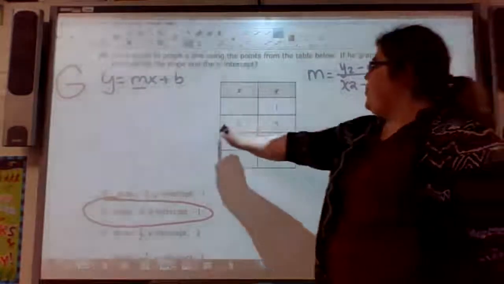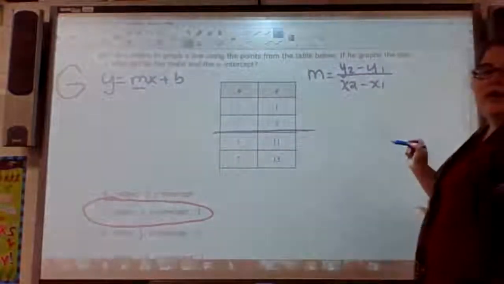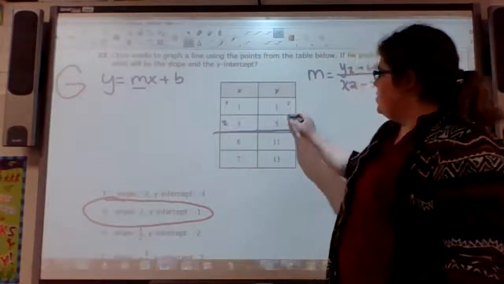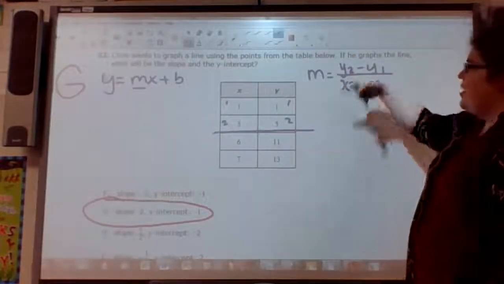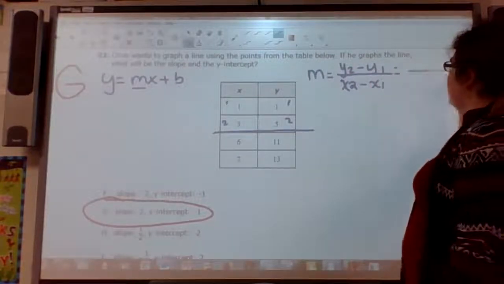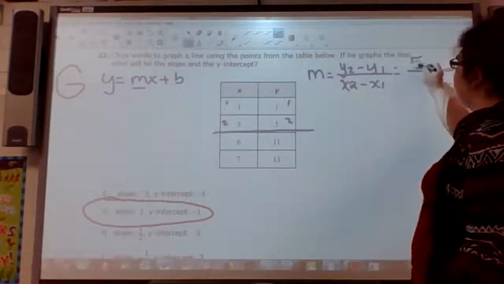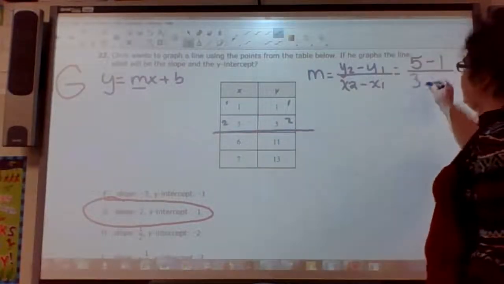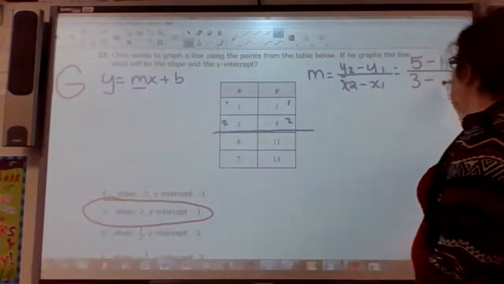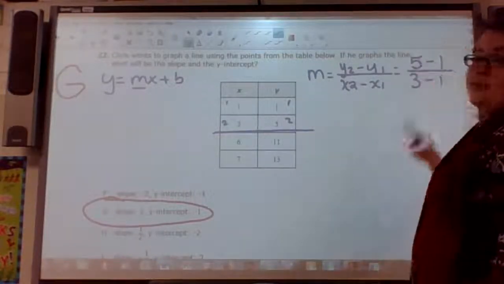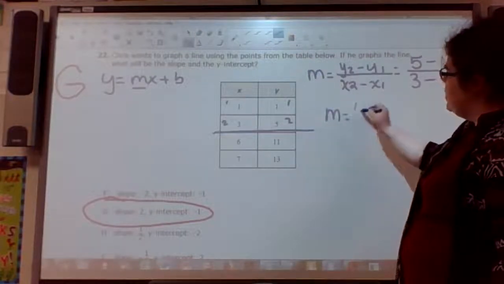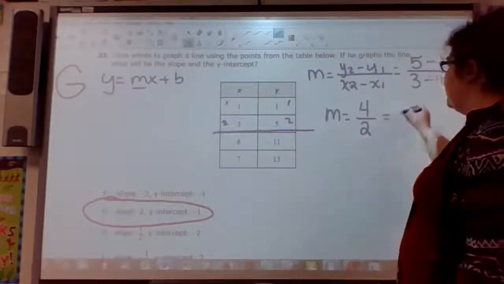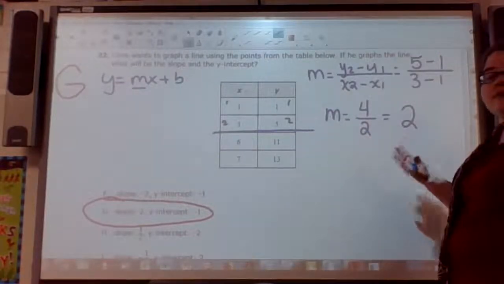So I'm going to take 2 points from this table. And on these 2 points, I'm going to mark them 1, 2, 1, 2. And I'm going to plug them into the equation. So y2 is 5, y1 is 1, x2 is 3, x1 is 1, and 5 minus 1 is 4, 3 minus 1 is 2, so I'm going to simplify that, and that gives me 2. So my slope is 2.